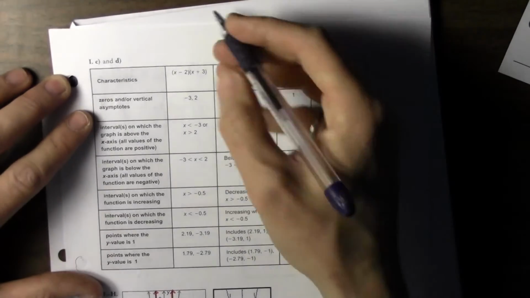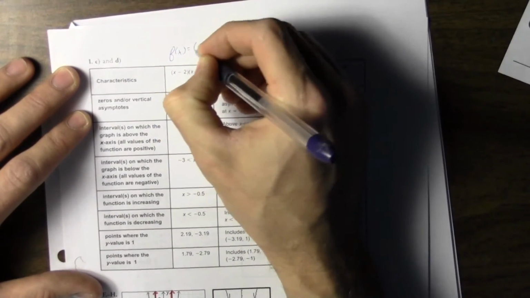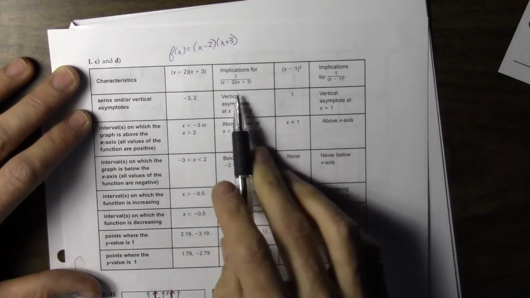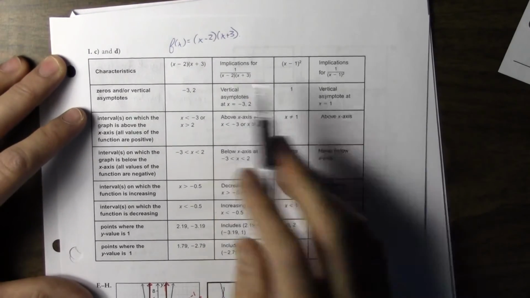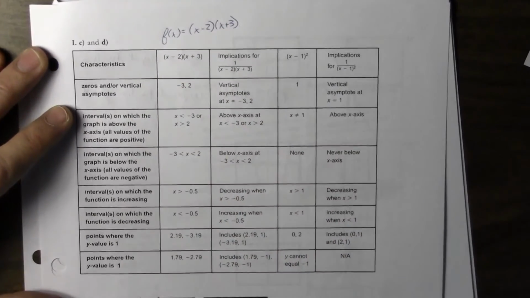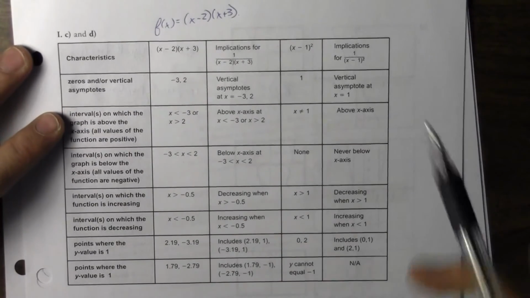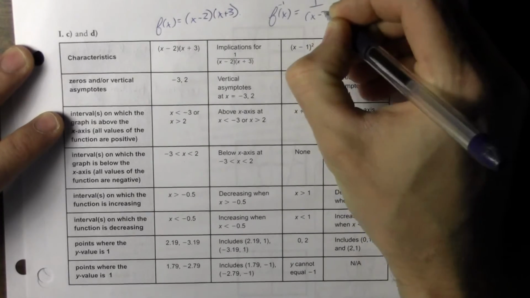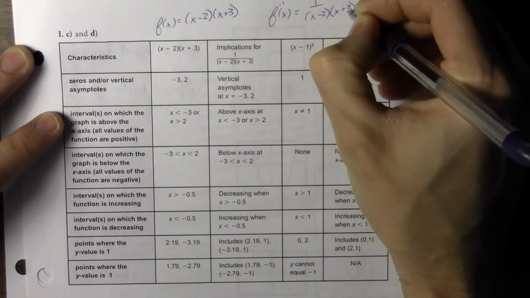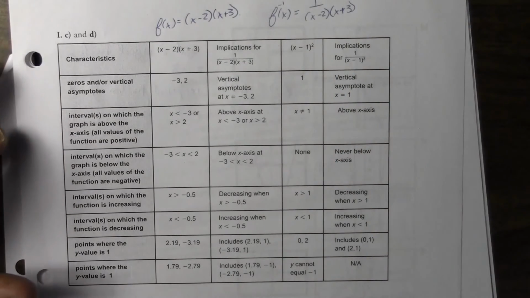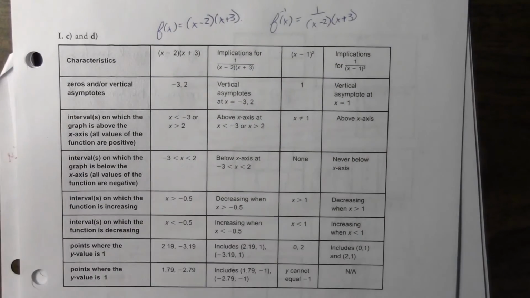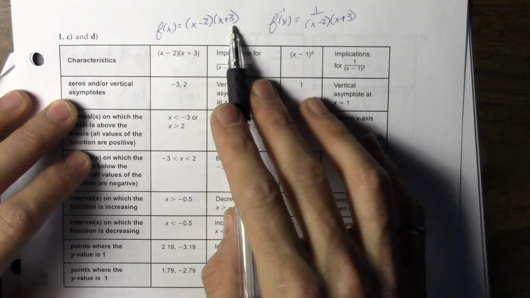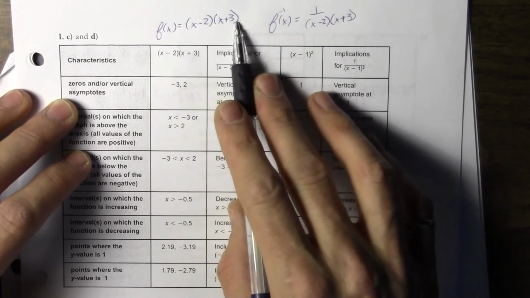So we have the function f(x) = (x - 2)(x + 3). Okay, and then we have implications for the reciprocal of that function. So 1 over f(x) is 1 over (x - 2)(x + 3). So first and foremost, the zeros: we already have it set up in factored form, so we can identify the zeros right away. They're +2 and -3.